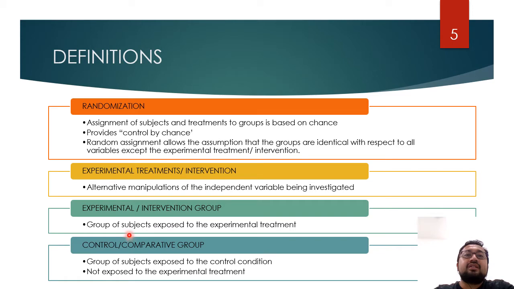Okay. Yang ni group adalah group yang menerima intervention tersebut. Control or comparative group of subject exposed to the control condition or not exposed to the experimental treatment. Macam saya cakap contoh tadi, orang yang kita apply exercise dan orang yang kita tidak apply exercise. So apply exercise itu adalah intervention group, yang kita tak apply exercise itu adalah comparative group. That are the independent variables yang mana kita boleh manipulate sama ada nak exercise ataupun tidak, and the outcome kita panggil dia as a dependent variable.